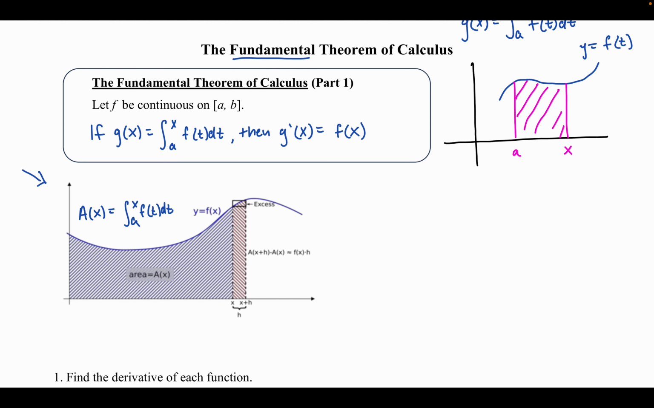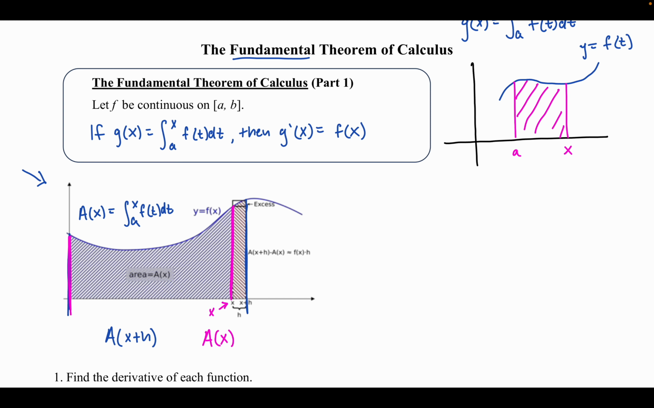So we have area of x plus h. That means the area from here all the way up until this boundary x plus h. We also have area of just a to x, area x. That's from this lower boundary up until here. You can see that x right here. So it's x versus x plus h.